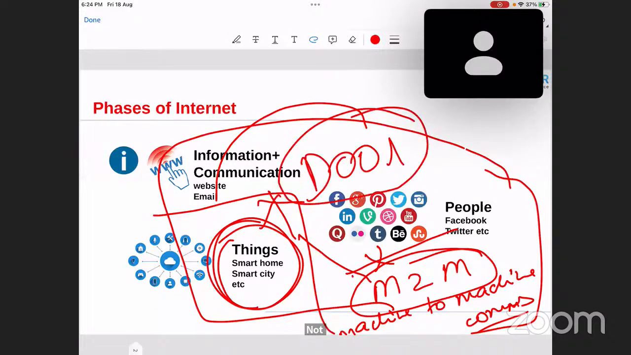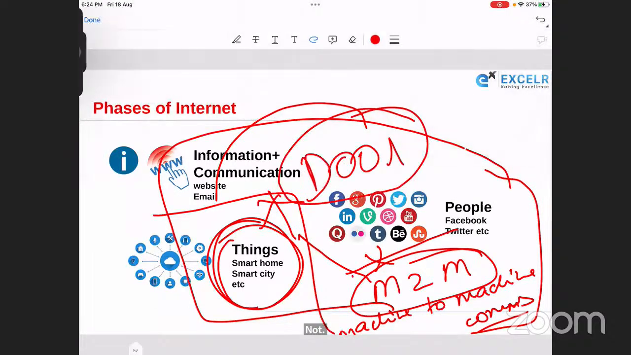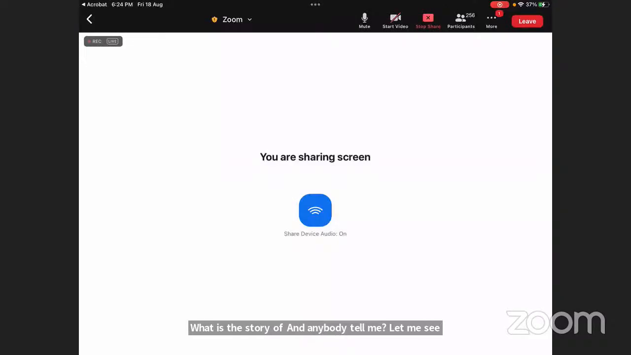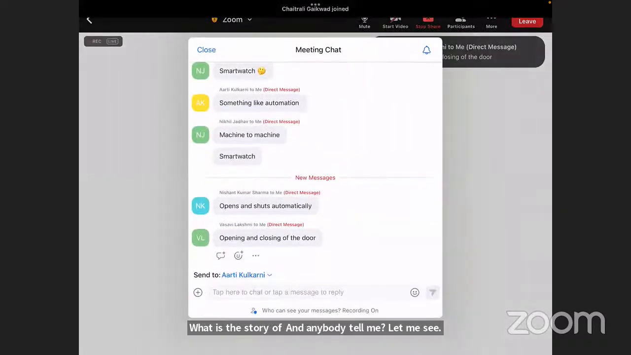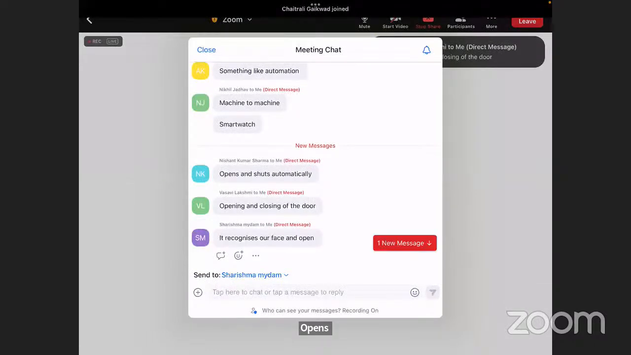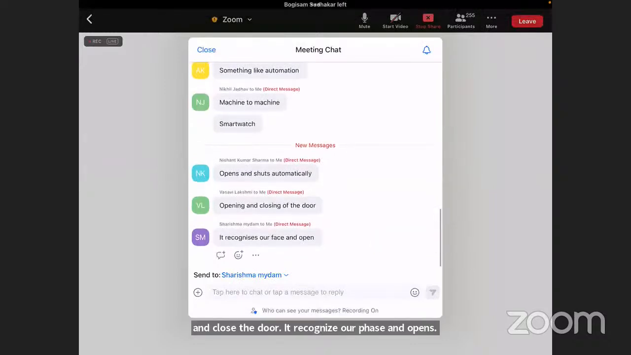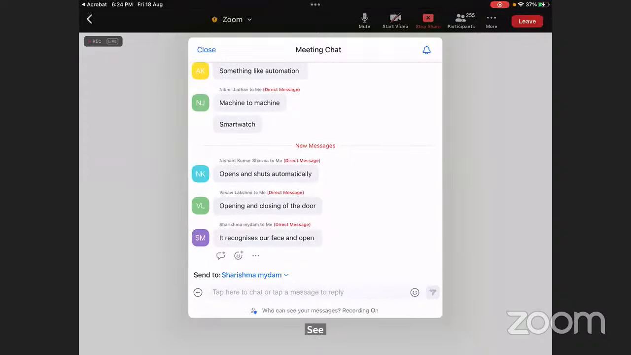What is the story of a door? Can anybody tell me? Let me see. Opens. What it is, opens and shuts automatically, opens and closes the door, it recognizes our face and opens. See, these are all automations you are talking about. Think about what a door can tell to people.